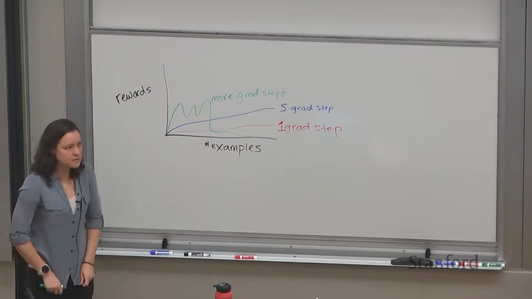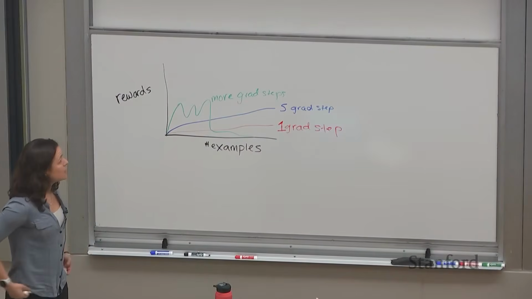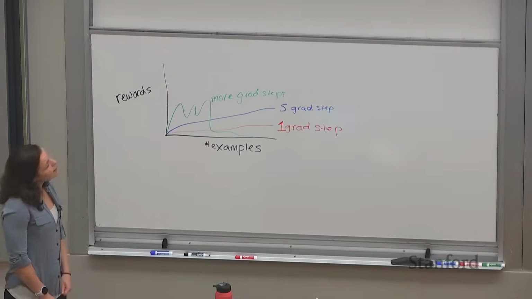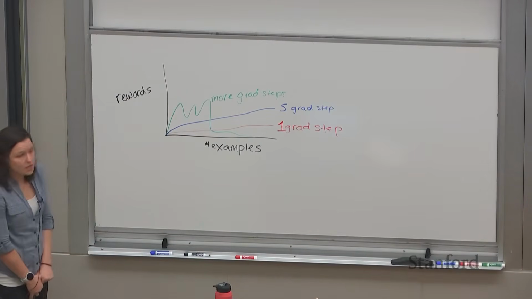So the question is, what does the behavior of an overfit policy look like in practice? As an example, it really depends on the problem.